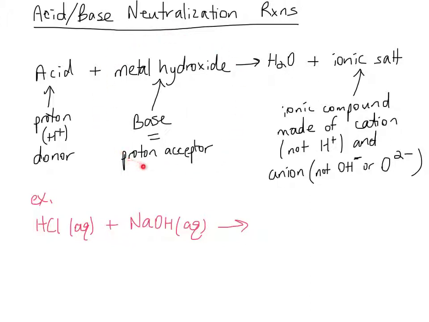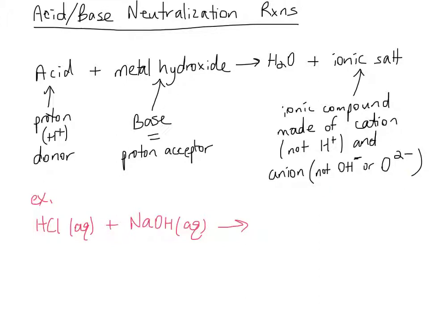Okay, metal hydroxides for neutralization reactions are our base. And they're going to be proton acceptors, meaning they're accepting the H+. One of the products is always water for neutralization reactions, and the other is an ionic salt. An ionic salt is just an ionic compound made up of a cation and an anion, but the cation is not H+, and the anion is not OH- or O2-.